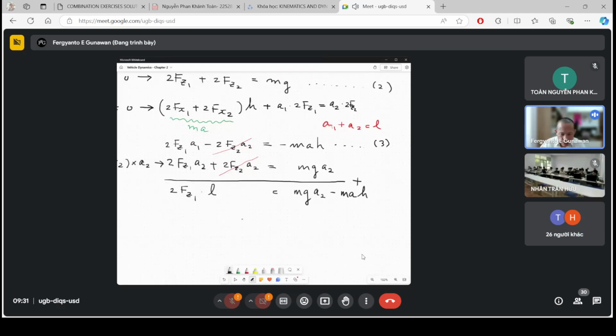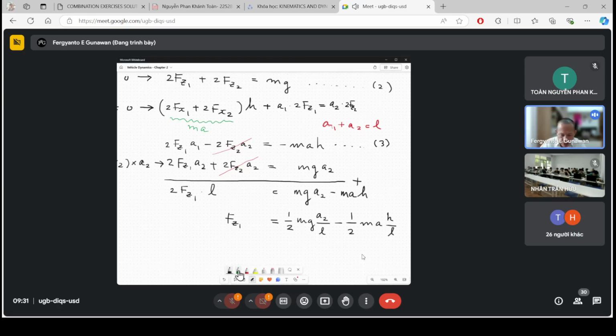So as a result, I can write it down here. That's Fz1 equal 1/2 of mg a2 divided by L, and minus 1/2 of m and a, and H, right? And H divided by L.